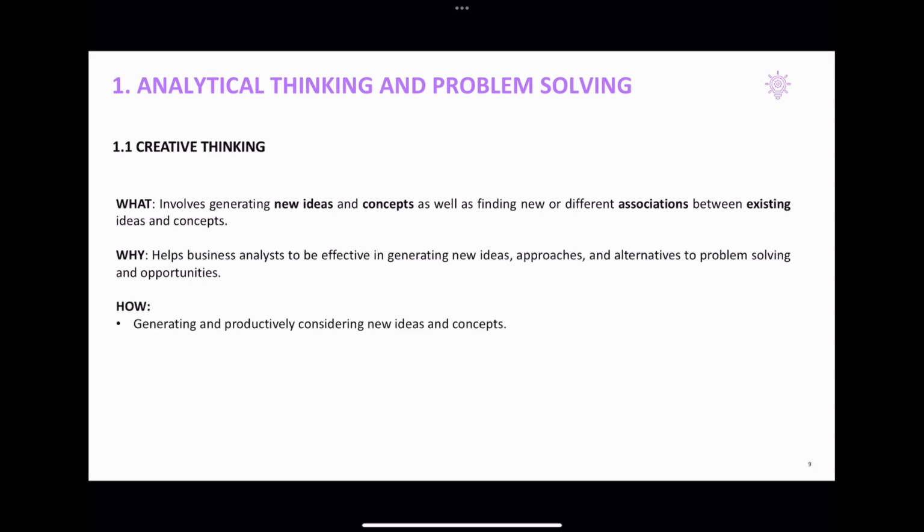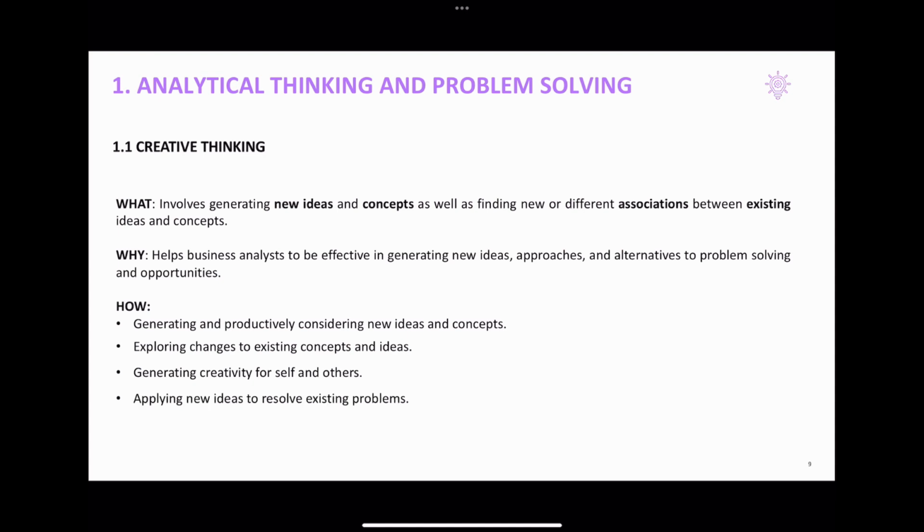In order to use creative thinking and implement it, think about generating and productively considering new ideas and concepts. Are you as a person able to generate new ideas and concepts? Can you explore the existing ideas and concepts? Can you think of changes in them? Are you able to generate creativity for yourself as well as for other people? Are you good at applying ideas to resolve existing problems? If you answered yes to most of these, you are definitely a creative thinker.